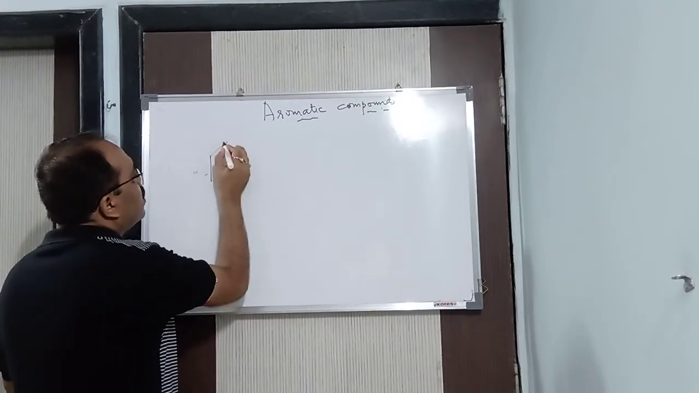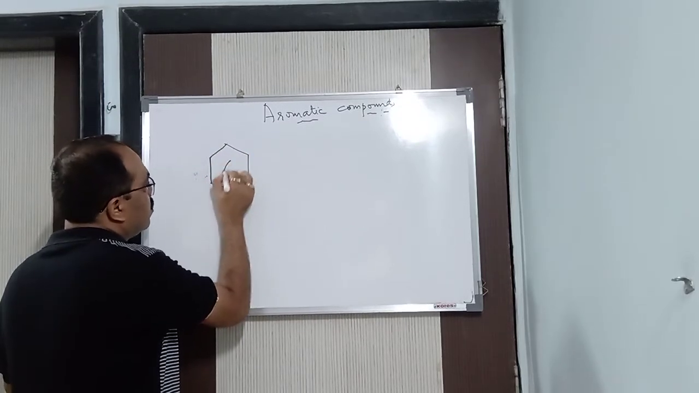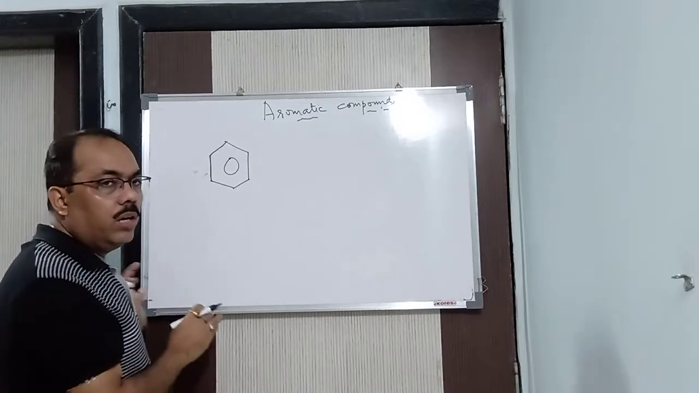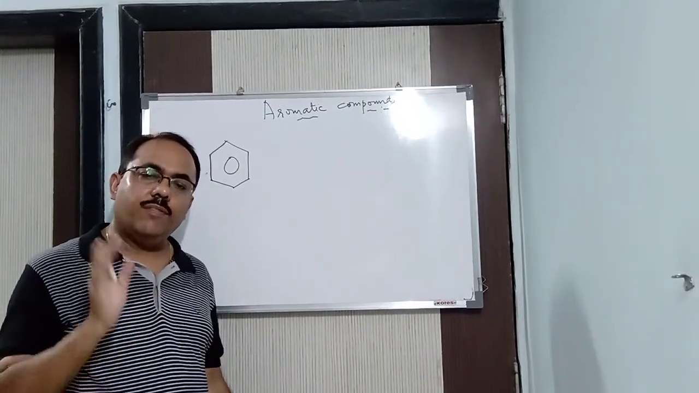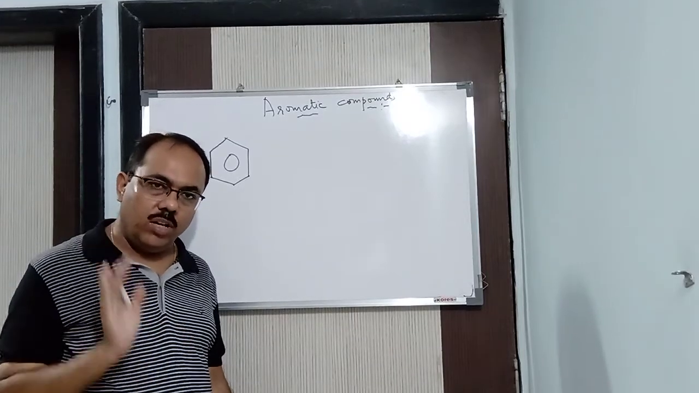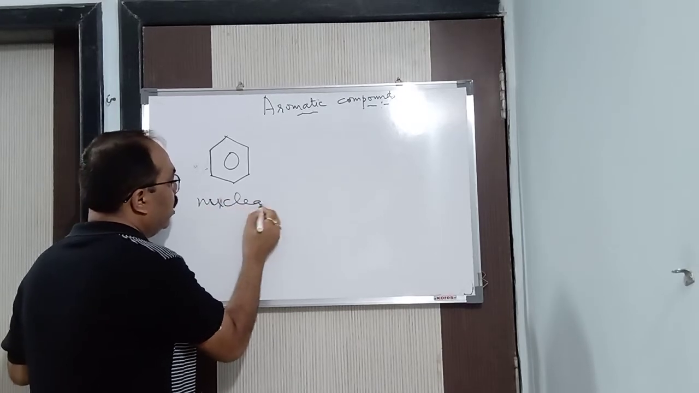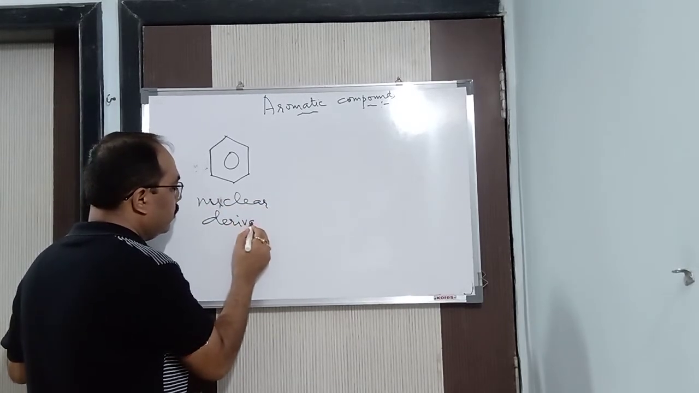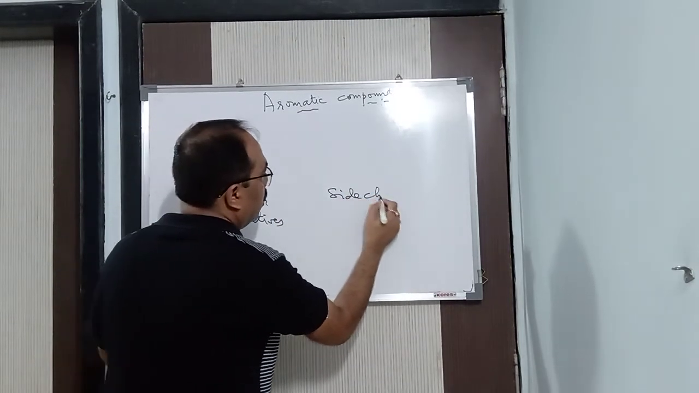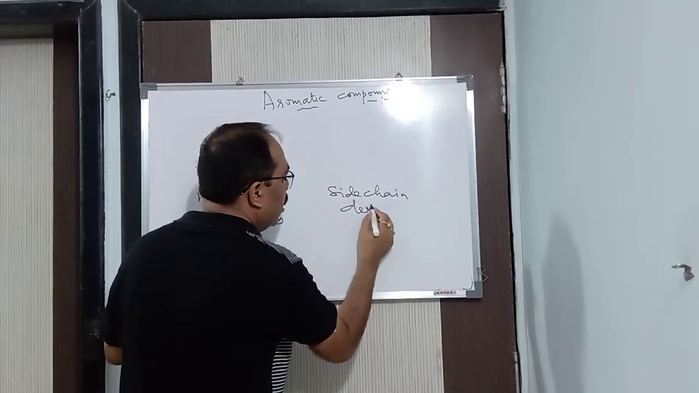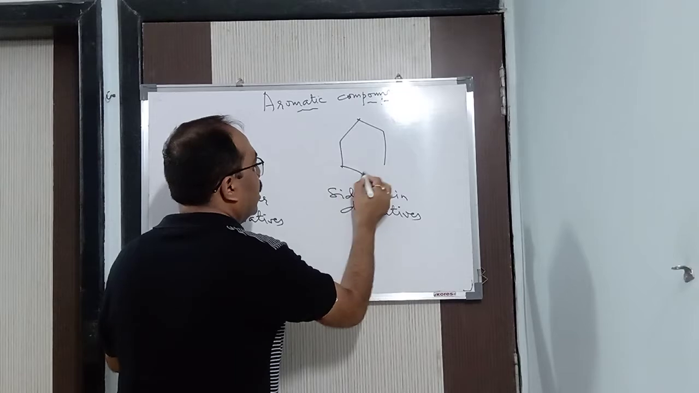So now as you can see, this is your benzene ring. Now benzene has two types of structures. One is nuclear derivatives and another is side chain derivatives. Alright, listen carefully. We have two types of structures. One is nuclear derivatives, another is your side chain derivatives.